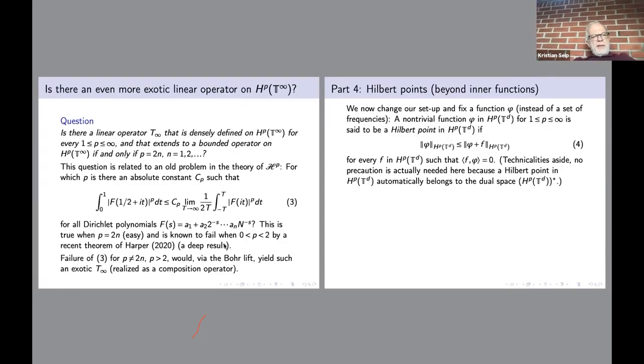When p is between 0 and 2, it was proved by Adam Harper quite recently, a very remarkable result, that it fails. It fails when p is less than 2. Now, it remains an open problem what happens for p in the intermediate intervals between the even integers. We don't know. But we know that if this fails, then we would have this exotic operator that I asked for on the previous slide.